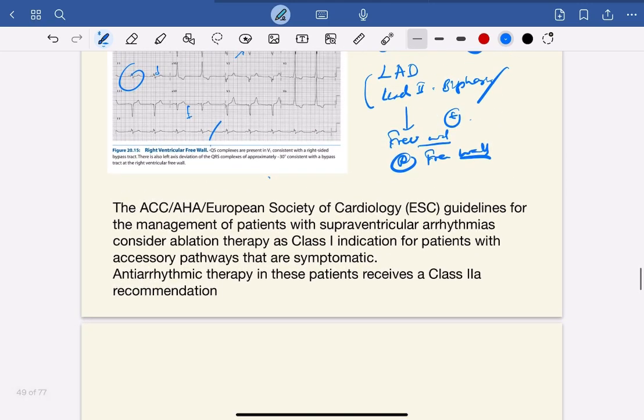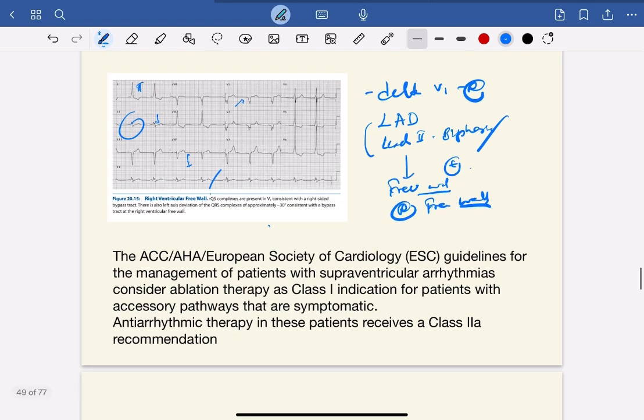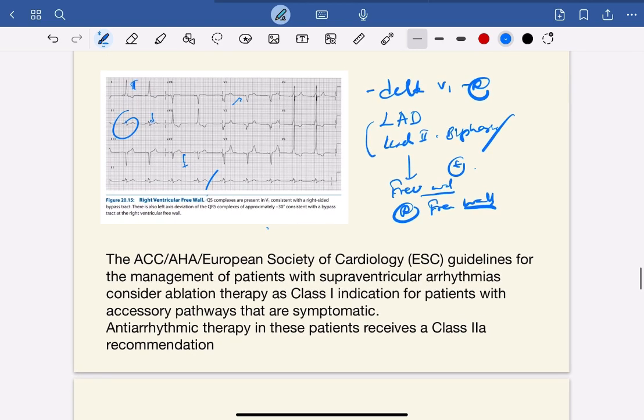So what is the treatment of WPW syndrome? The ACC/AHA and European Society of Cardiology guidelines for the management of patients with supraventricular arrhythmia consider ablation therapy as a class 1 indication for patients with accessory pathways that are symptomatic. So asymptomatic patient, you need not worry, because some of the bypass tracts are concealed or inactive, so they won't conduct. Antiarrhythmic therapy in these patients receives a class 2A recommendation.